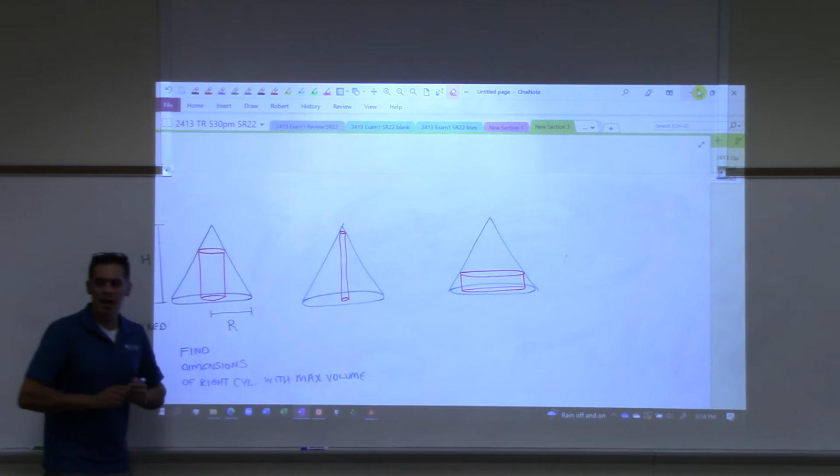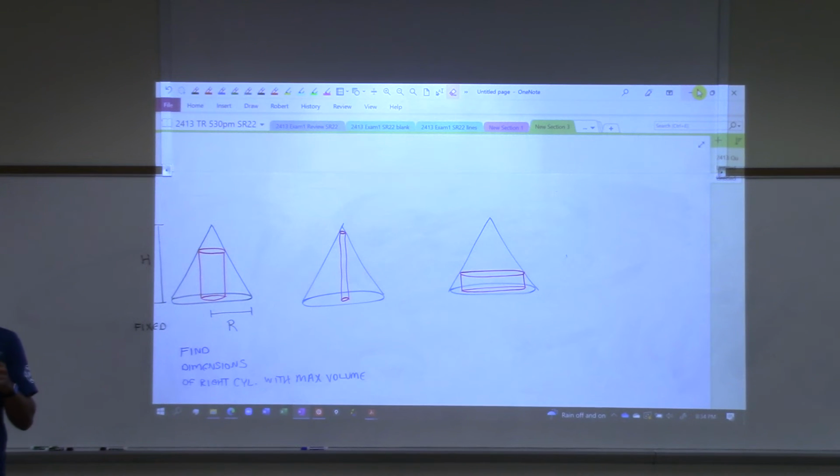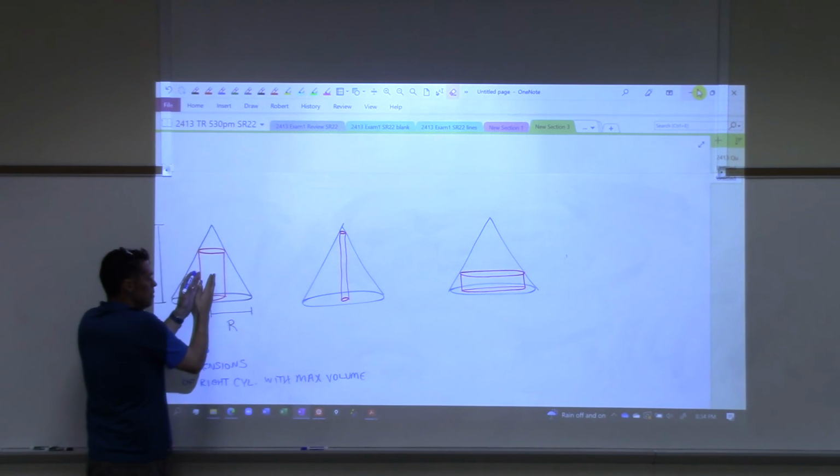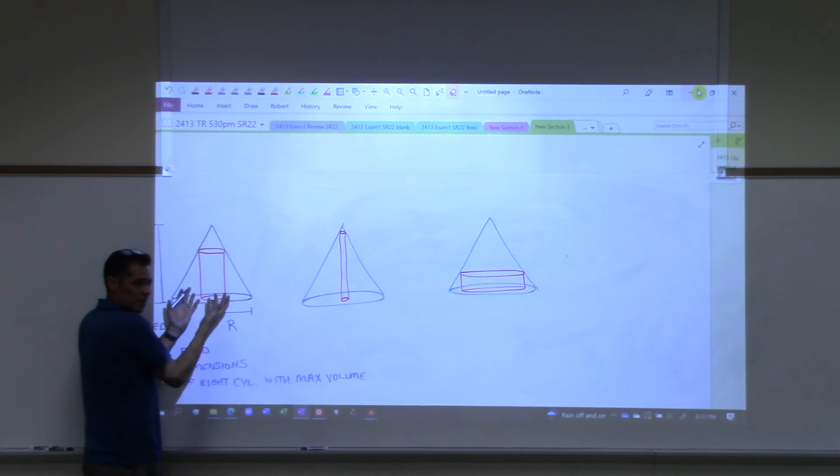So it's like I'm trying to pack a cylindrical object into a conical object, right? I'm trying to insert a cylinder into a cone shape, and I want to do it in a way that I can get the most volume of the cone that I can get. Make sense?